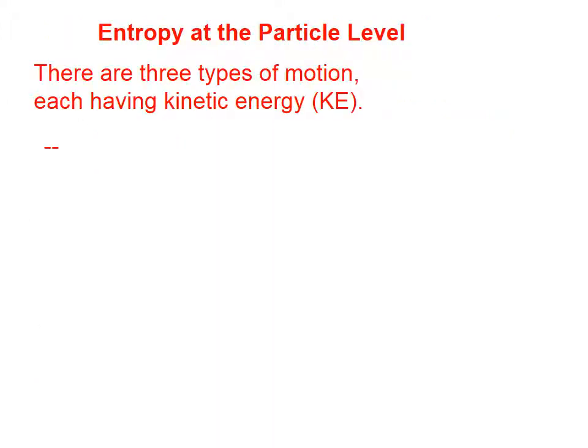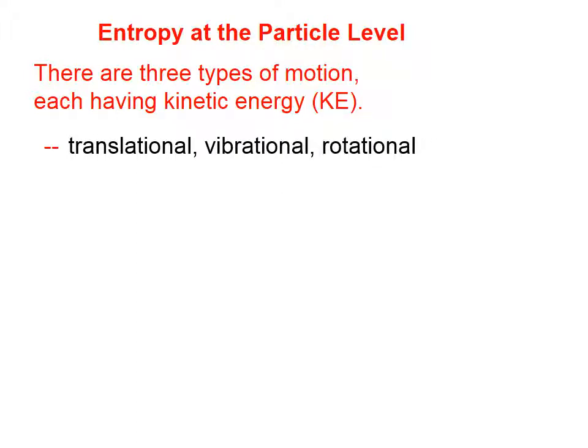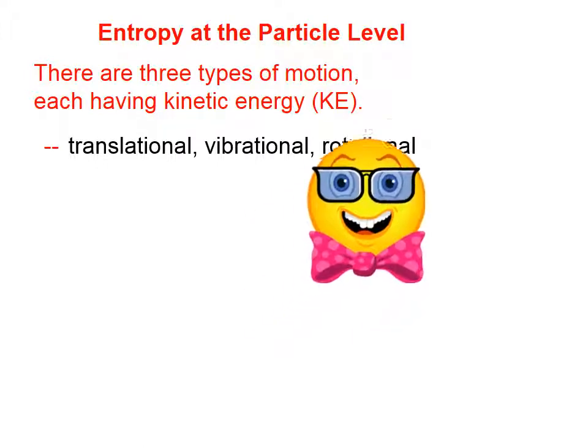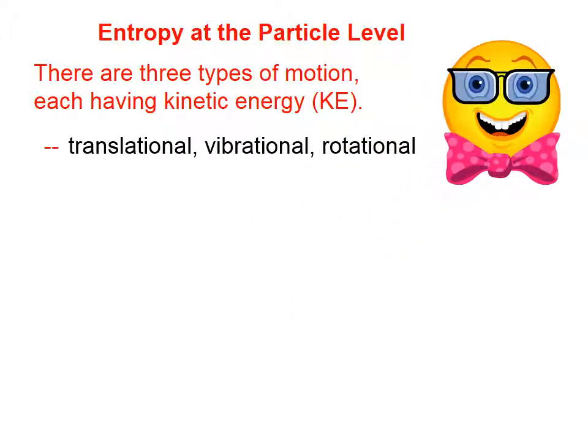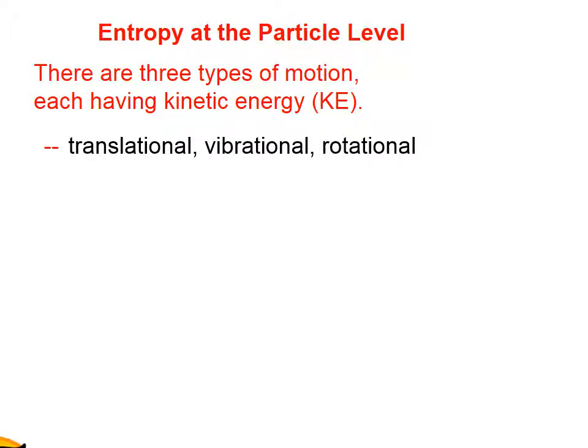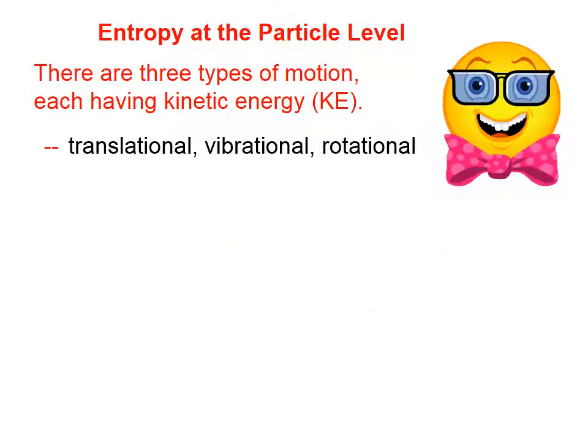There are three types of motion, each having kinetic energy. And here they are: translational, vibrational, and rotational. Translational motion is here to there motion, as this dude in the bow tie just demonstrated. He moved from the lower left to the upper right. That is translational motion. He's now going to demonstrate vibrational motion, and there he is, just wiggling back and forth, and now rotational motion. Now, the motion of a given particle isn't confined to necessarily just one of these. Our friend is now going to demonstrate all three of these at once. He was rotating, he was vibrating, and he was translating all at the same time.